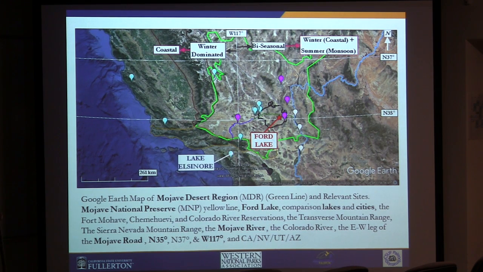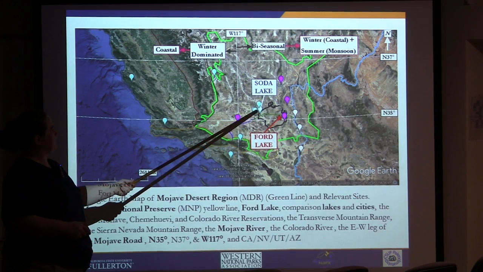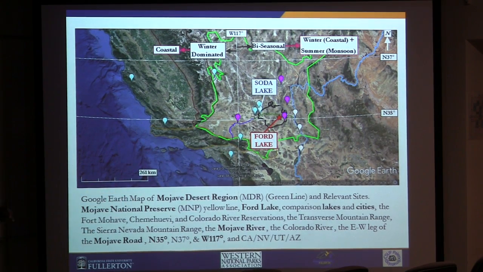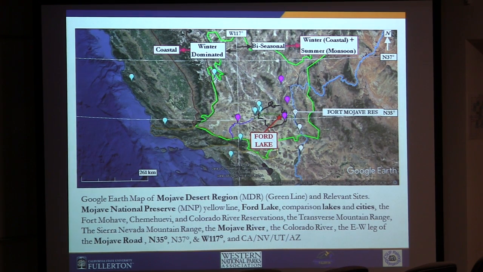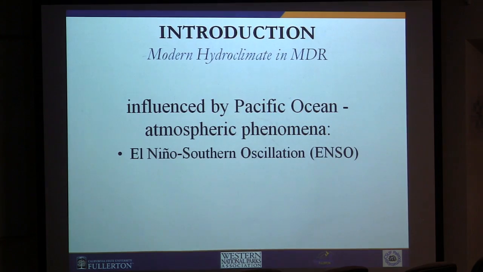And then we'll move in here. We've got some lakes that are the Mojave River fed lakes: Soda Lake, Silver Lake, and the East and West Cronies Lakes. I also have, in the white push pins, Indian reservations that I'll be talking about in a second: the Fort Mojave Reservation, the Chemehuevi Reservation, and the Colorado River Reservation.